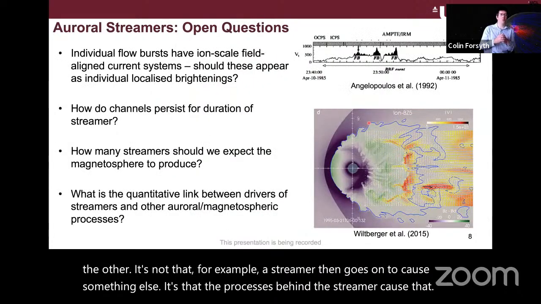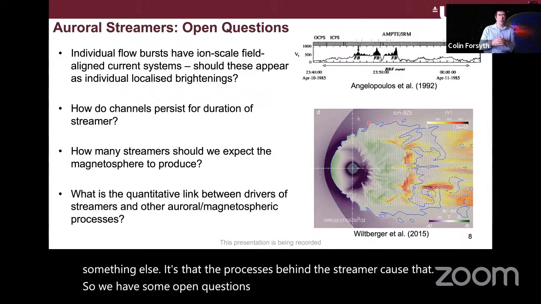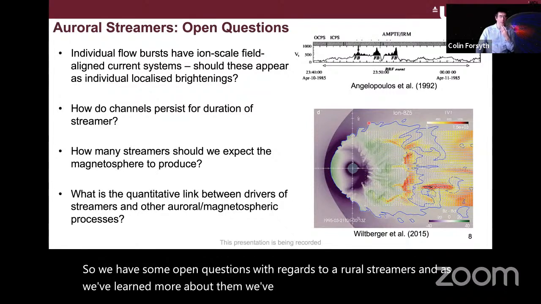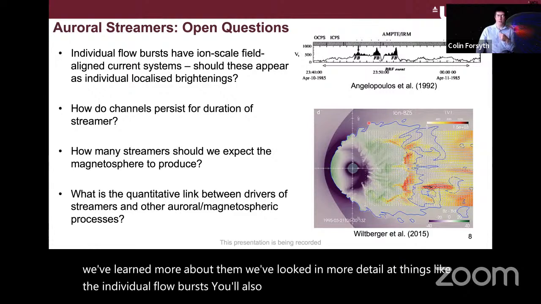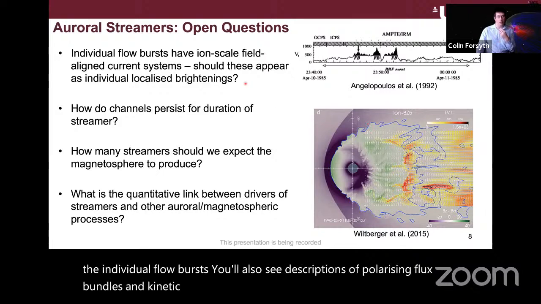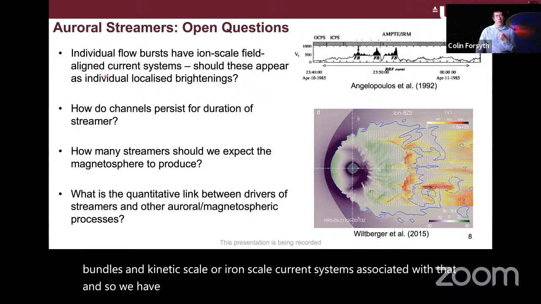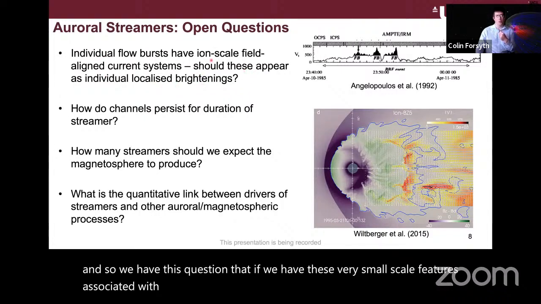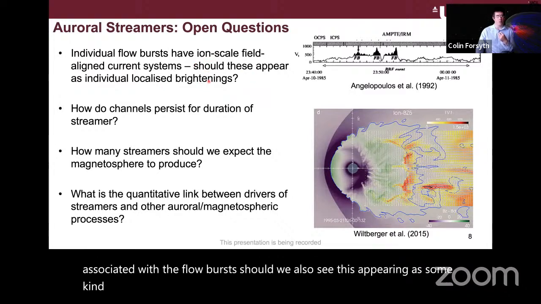So we have some open questions with regards to auroral streamers. As we've learned more about them, we've looked in more detail at things like the individual flow bursts. You'll also see descriptions of dipolarizing flux bundles and kinetic scale or ion scale current systems associated with that. And so we have this question that if we have these very small scale features associated with the flow bursts, should we also see this appearing as some kind of localized brightening within the streamer? And can we get a handle on that?